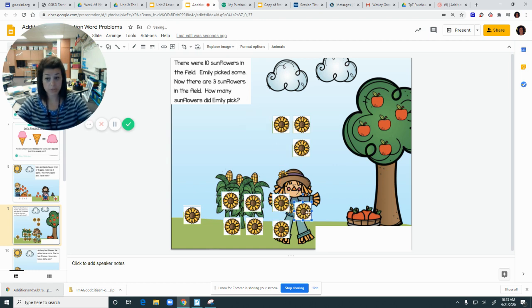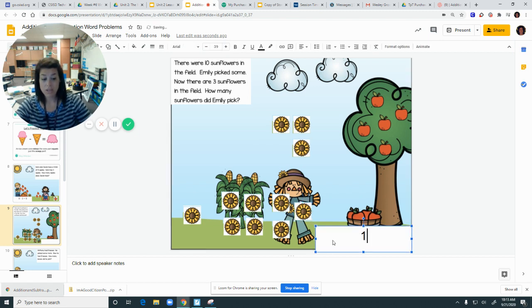Are there 3 in the field? So we have 3 in the field. So that means all the ones here are the ones that Emily picked. How many did she pick? You're right. She picked 7. There were 10 in the field. That was my total. We had a total of 10 sunflowers in the field.